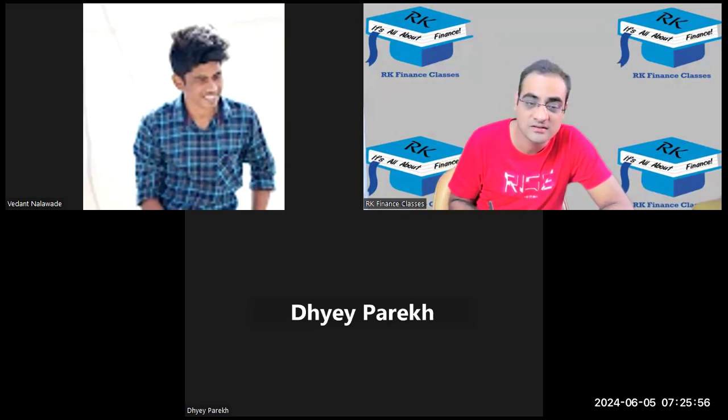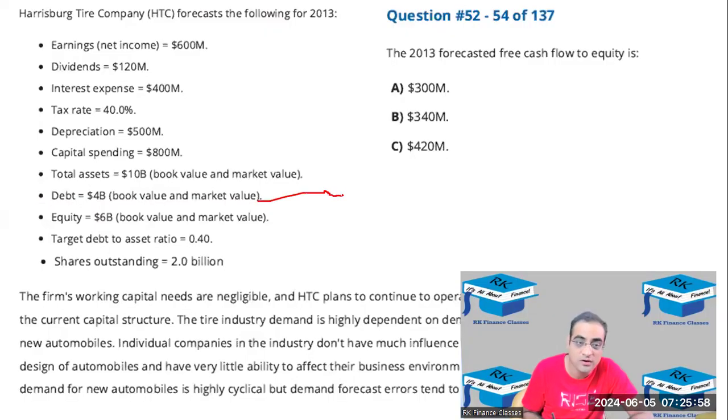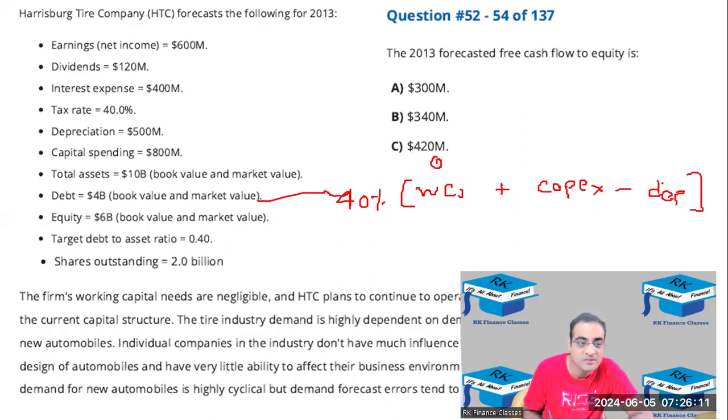So what does this mean? The statement means 40% of working capital investment, which is zero in this case, and net capex. What do you mean by net capex? Capex minus depreciation. Okay, so capex is what?